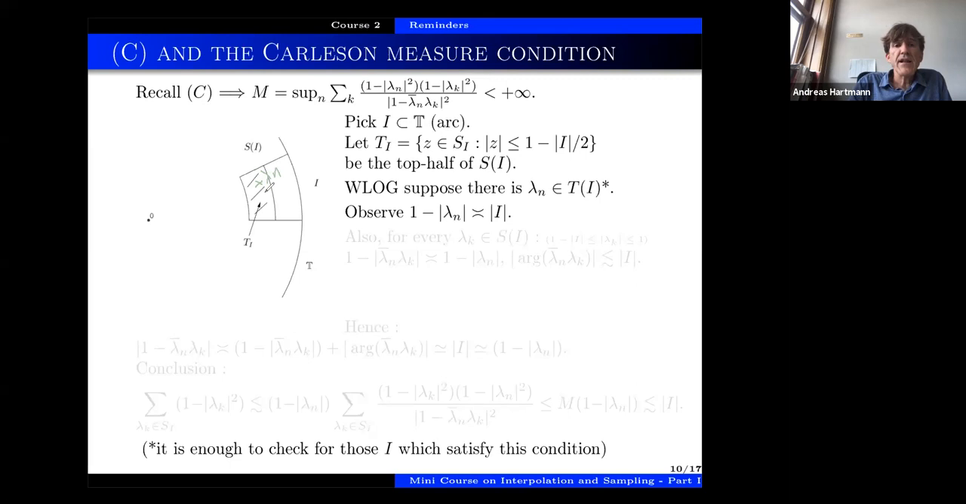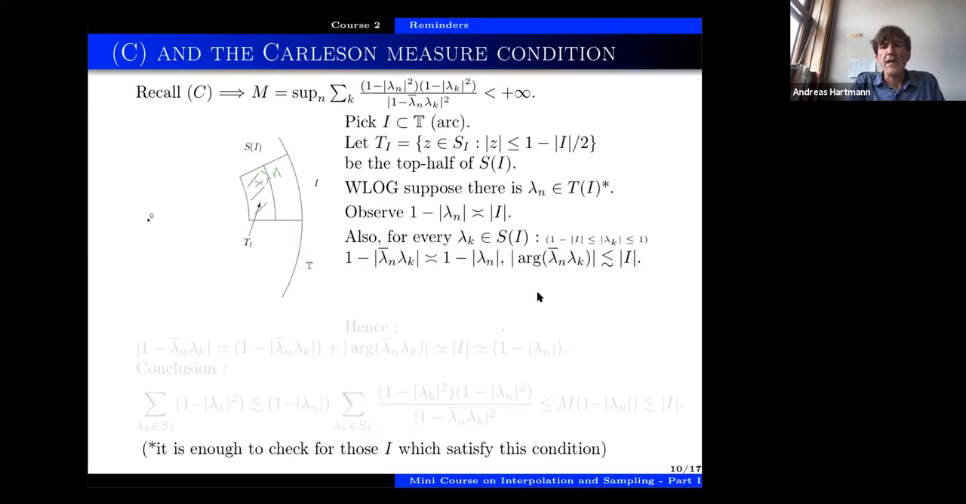If my point lambda n is here, then of course the distance to the boundary of this point is comparable to the length, because it's at most the length of I and it's at least half of the length. So the first condition is clear. The next condition, this argument condition here, is also clear, because lambda n and lambda k are in the box. So if I take lambda n bar and I look at the arguments, the difference of the arguments is at most I. So the second inequality here is clear also, maybe even without the twiddle here.